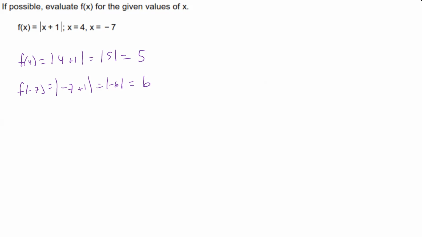So that's the function absolute value of x plus 1 evaluated at x equals 4 and x equals -7.